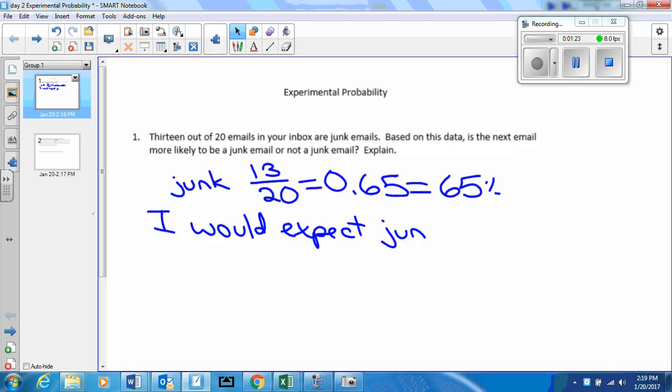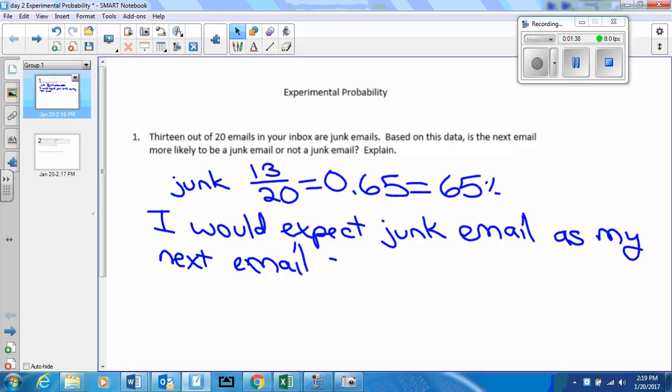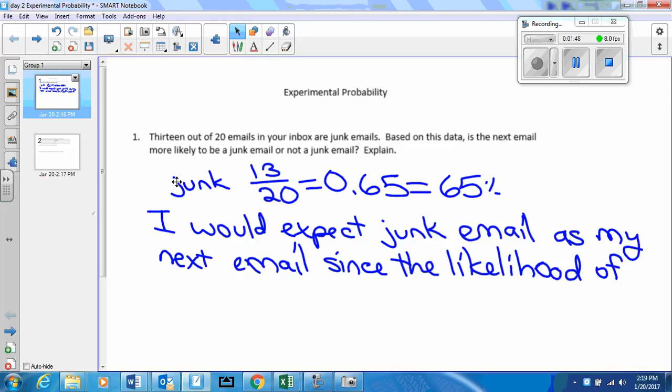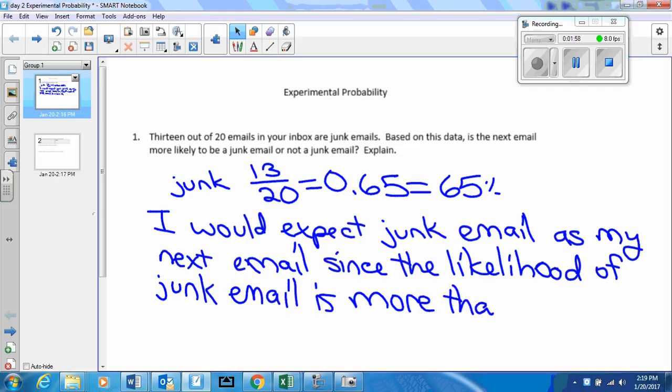So, for my explanation, I would expect junk email as my next email, since the likelihood of junk email is more than 50%.